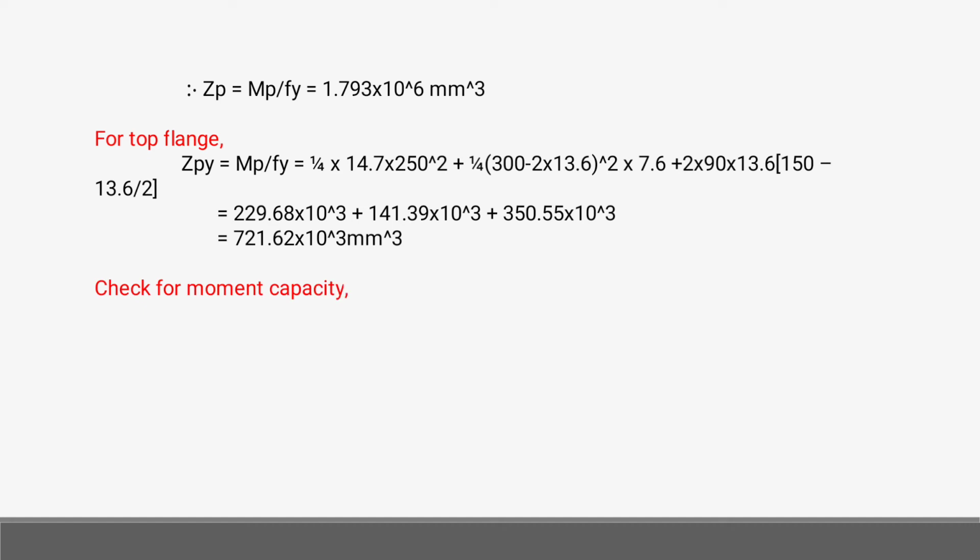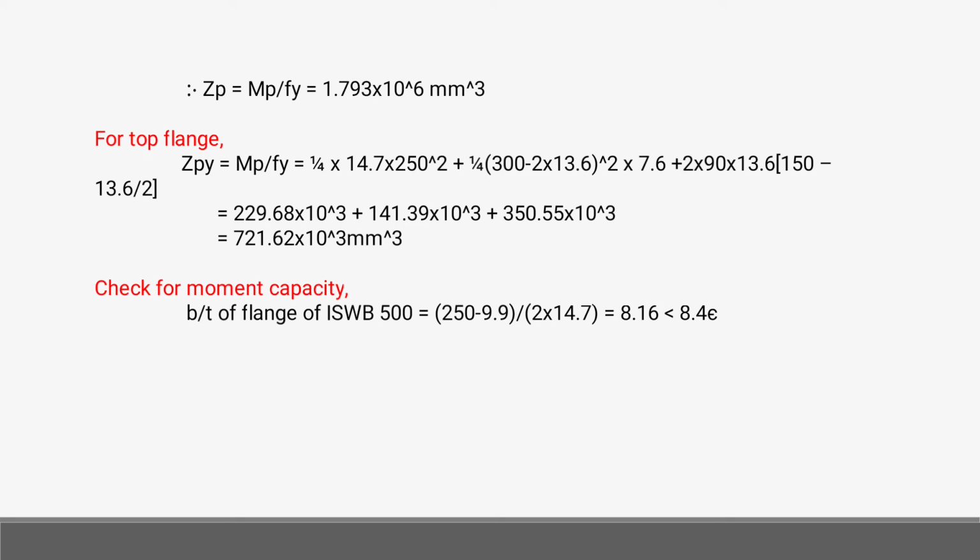So check for moment capacity. So B by T of the flange of ISW 500 is equal to the flange value. So depth of B. So B is equal to 250 minus 9.9, that value. So T is equal to the thickness of the two flanges, so 14.7 into 2, because we have two flanges. So the answer is 8.16.